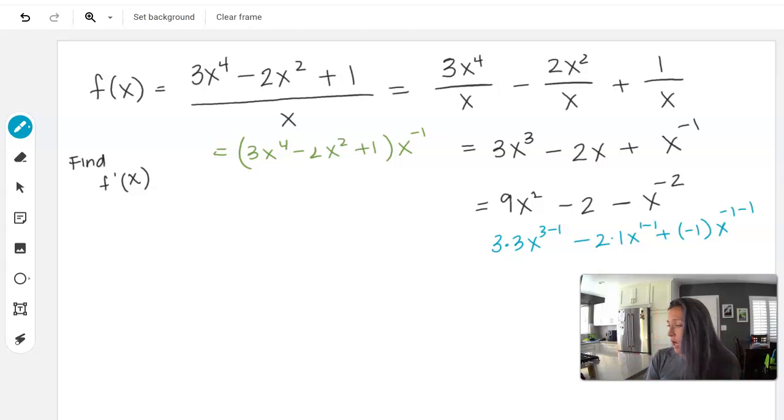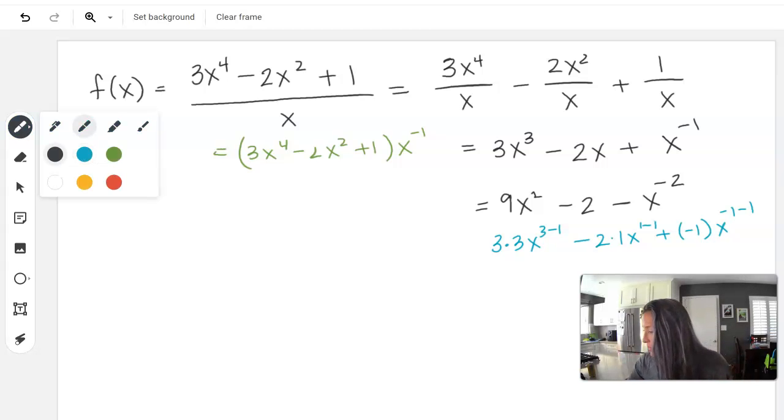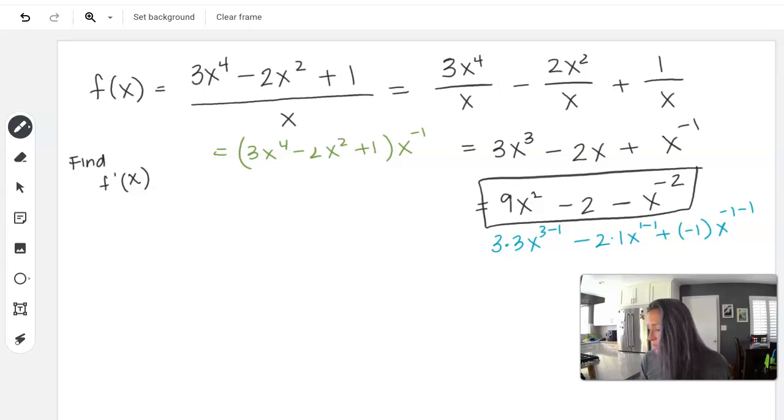But this is it. We're done. Again, if no one tells you to rewrite exponents as positive, just leave that as it is. Do not go any further. You're done.